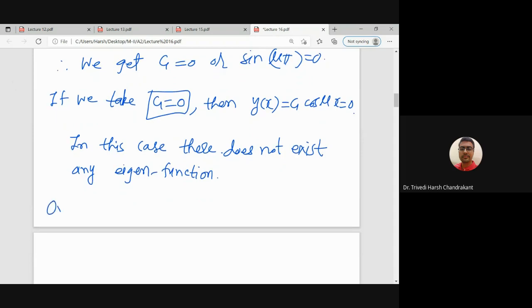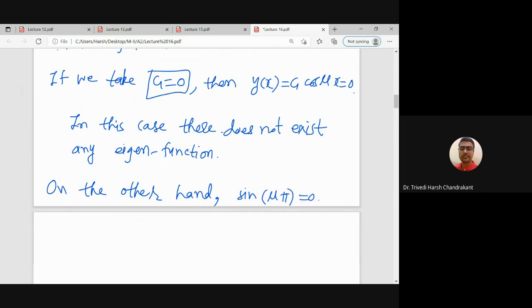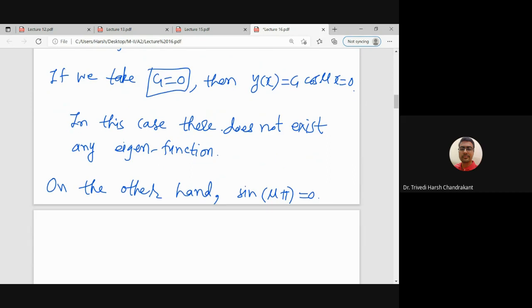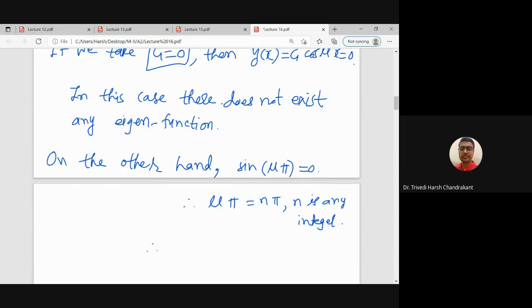So on the other hand, what are the solutions of sine mu pi is 0? We know the roots of sine function, right? So if sine mu pi is 0, that means mu pi is an integer times pi. So what you said is correct. That is, mu is an integer.